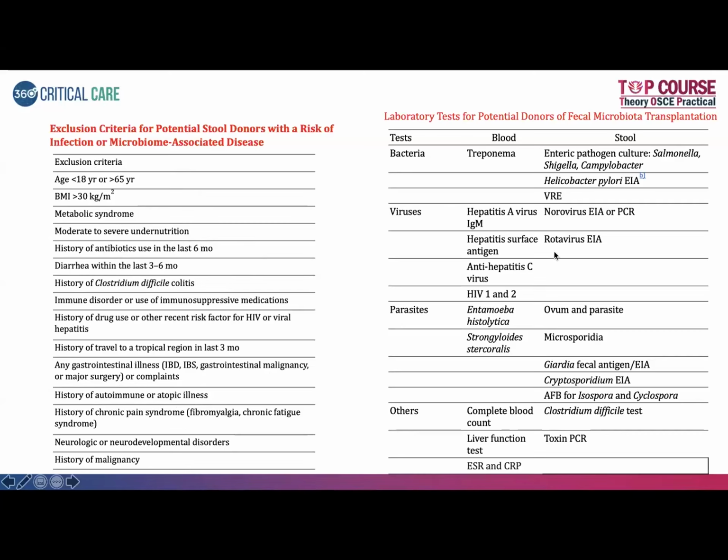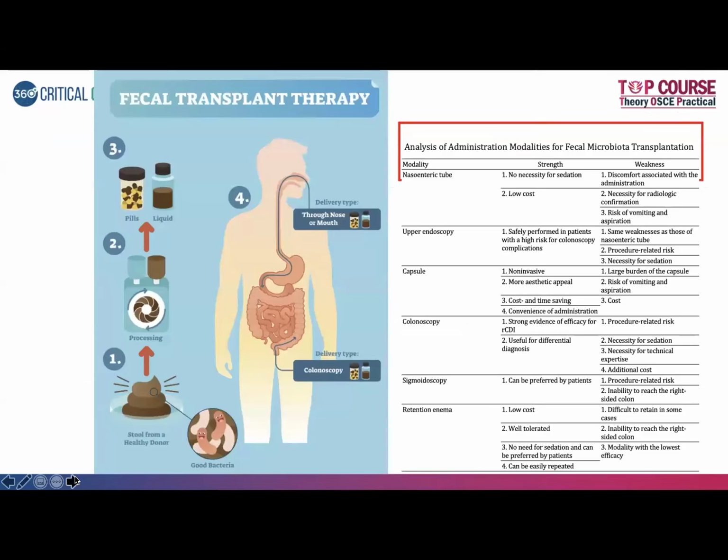So what are the lab tests? They screen for bacteria, viruses, parasites, and others. Bacteria include Salmonella, Shigella, Campylobacter, H. pylori, VRE infections. Viruses: all hepatitis, HIV infections. Parasites: Strongyloides, amoeba, microsporidia, Giardia, Cryptosporidium, Isospora, Cyclospora, all those which can cause diarrhea. Just remember like that. And C. diff infections also. These are the specific screening tests.